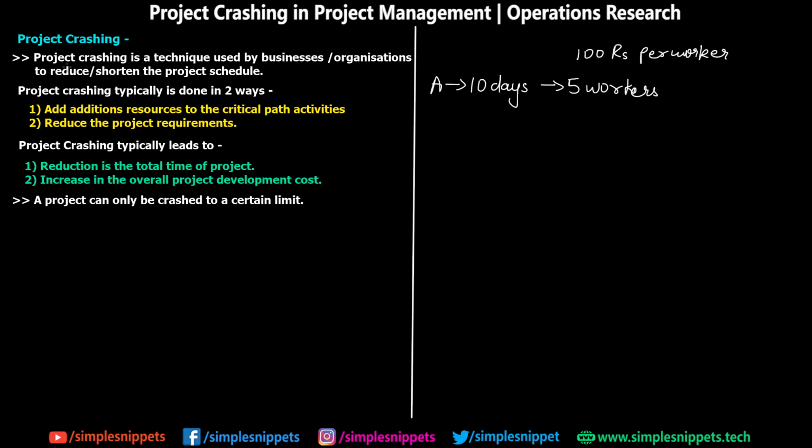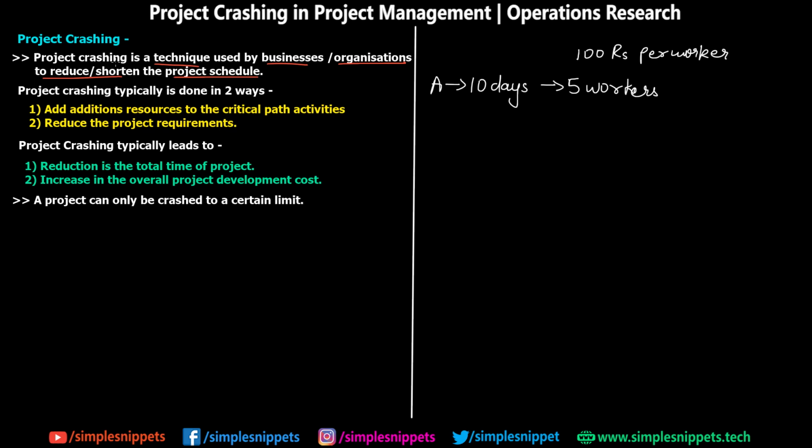So in a very basic way, project crashing is a technique which is used by businesses and organizations and analysts to reduce and shorten the project schedule. Okay. So we already know what a project is. It consists of multiple activities which are interrelated to each other, interconnected to each other, and each activity takes some time, takes some efforts, and also has some cost associated with it, right? So this is something that we've seen in the previous video tutorials of this playlist when we saw CPM, when we saw PERT, when we drew the network diagram. So I'm assuming that you already know all this.